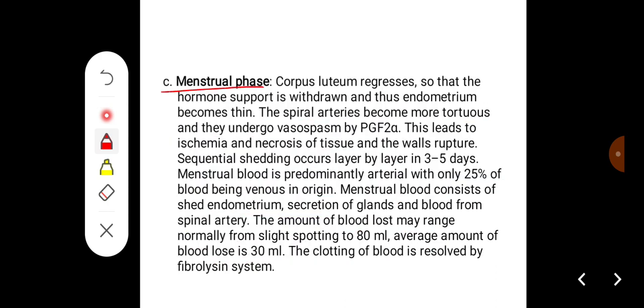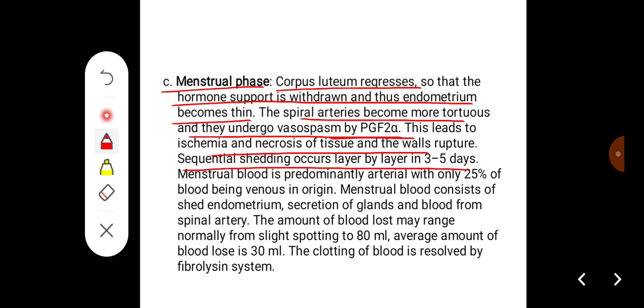The third phase is the menstrual phase. As the corpus luteum regresses, the hormone support is withdrawn and thus the endometrium becomes thin. The spiral arteries become more tortuous and they undergo vasospasm by prostaglandin F2 alpha. This leads to ischemia and necrosis of tissue and the walls rupture. Sequential shedding occurs layer by layer in 3 to 5 days.